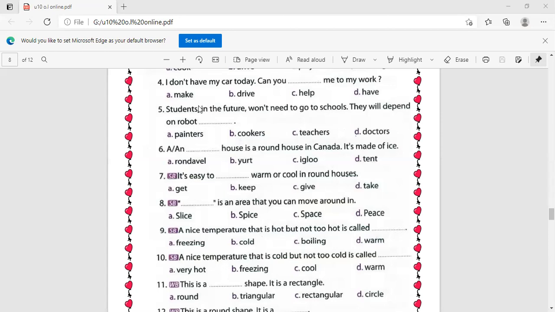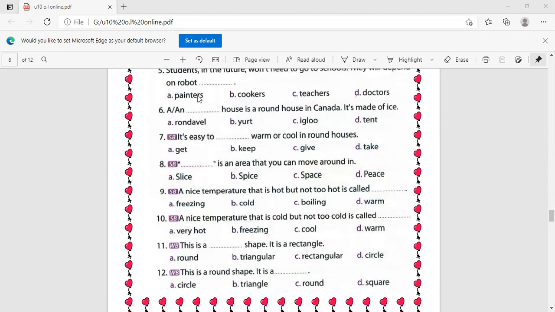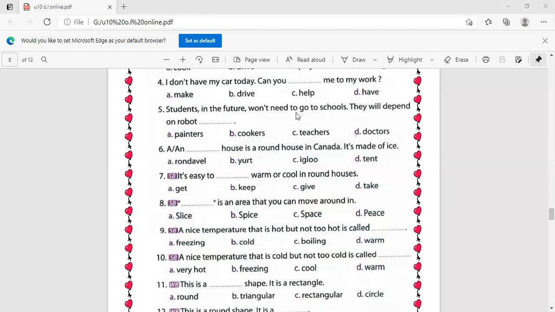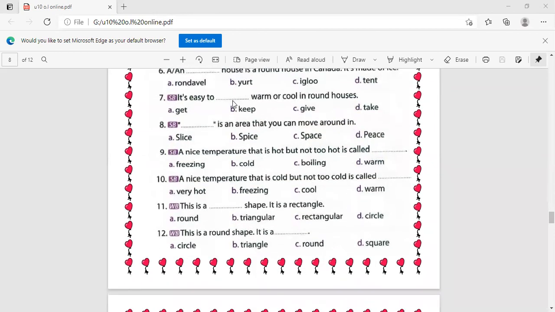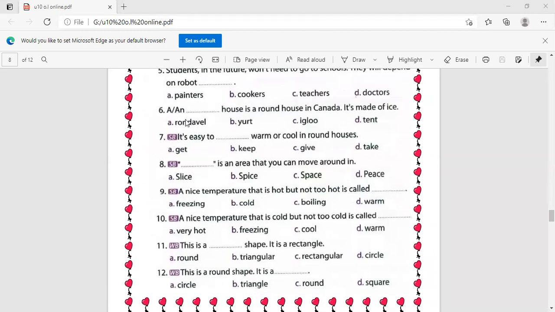Number four: I don't have my car today. Can you drive me? We said it. Okay, number five. Students in the future won't need to go to school. They will depend on robot teachers. Do you like a robot teacher or a real teacher? Real teacher, okay. Number six, my dear.